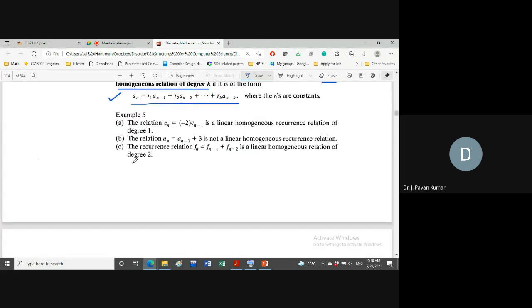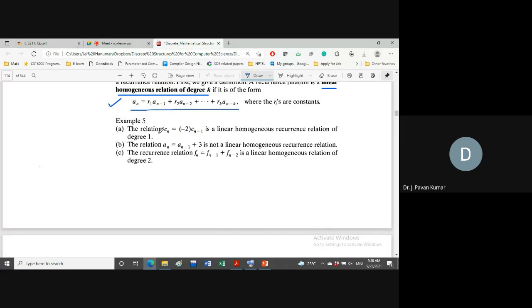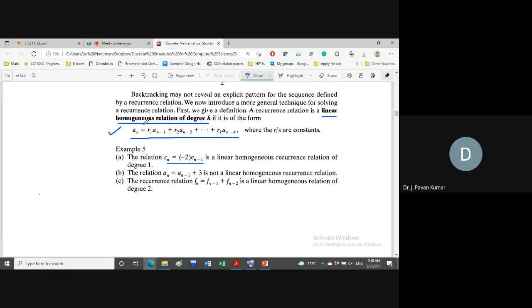Now consider the example cn is equal to minus 2 times cn minus 1. It is of the form of this particular one only, right? So this is a linear homogeneous recurrence relation. Whereas if you consider an is equal to an minus 1 plus 3, here we have a constant term, so it is not a linear homogeneous recurrence relation.